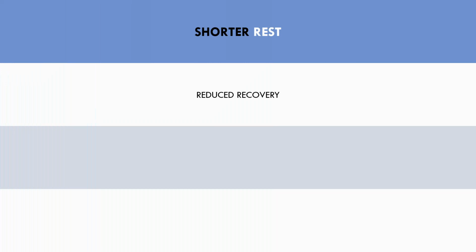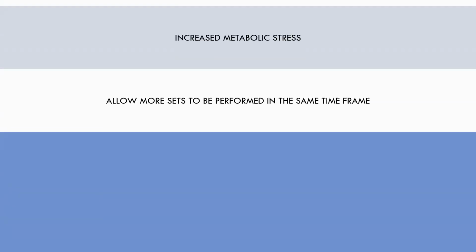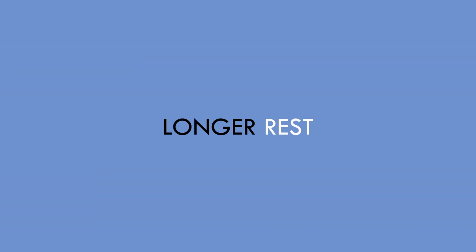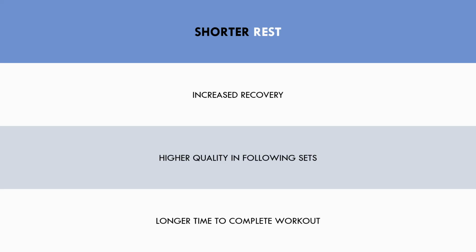Shorter rest periods also result in greater metabolic stress, which has been proposed as a primary mechanism of hypertrophy. This is because there is less time to clear the accumulated metabolites in the muscles being trained. Shorter rest periods also allow a higher total number of sets to be performed in the same amount of time. Longer rest intervals give the trainee more recovery, allowing a higher quality of performance in each following set. However, this takes more time to complete a given number of sets, which may be practically inconvenient.